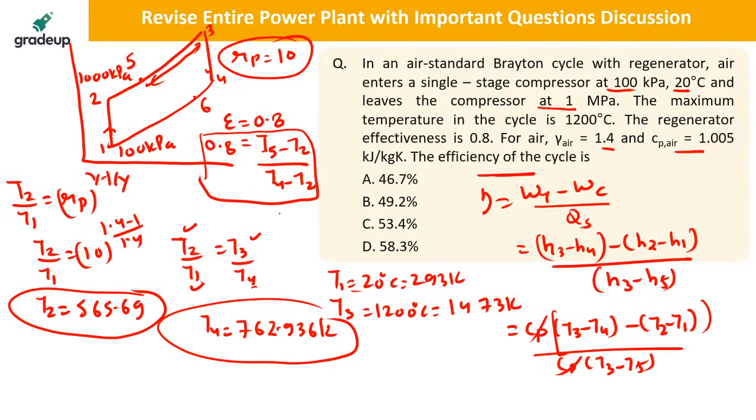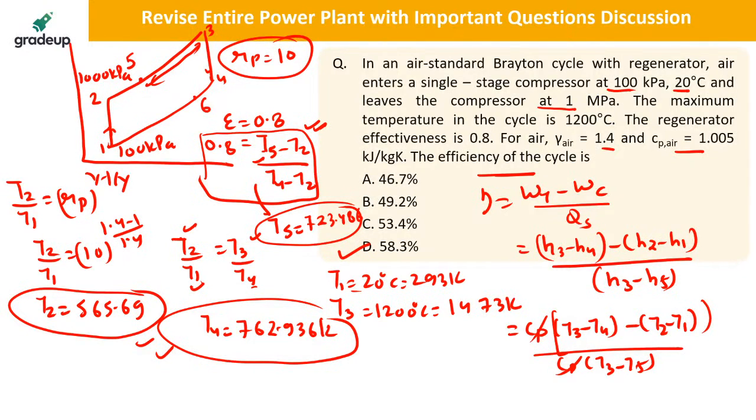Now because you have found the value of T2 and T4, you only require T5. T5 you can get from this formula, effectiveness. So if you put here, you will be getting T5 is equal to 723.486, if you put the values. So what is the formula for efficiency? You are getting the answer 58.3. Yes, that is the right answer. Very good. Option D is the right answer.